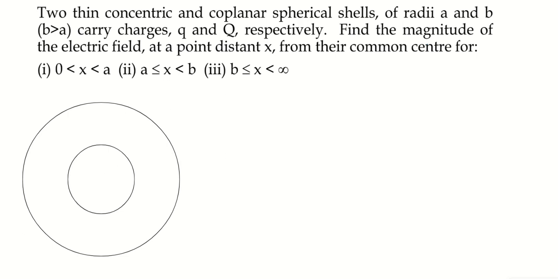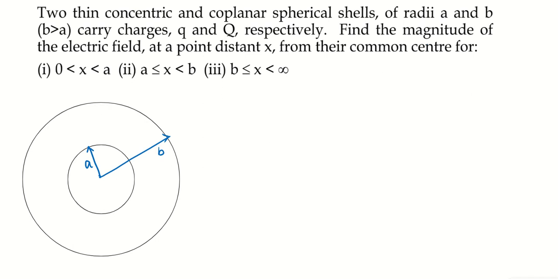Let's solve this problem. There are two thin concentric spherical shells of radii A and B, where B is greater than A, carrying charges q and big Q respectively. B is greater than A, which means that B is the radius of the bigger shell and A is the radius of the smaller, inner shell. This picture is the cross section.